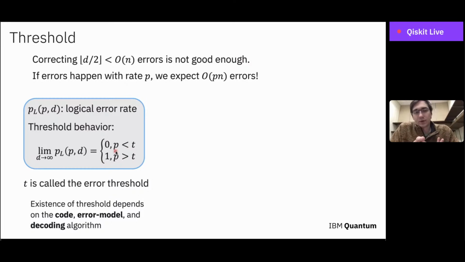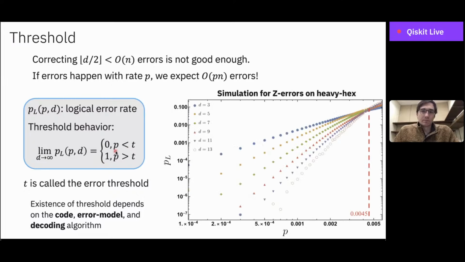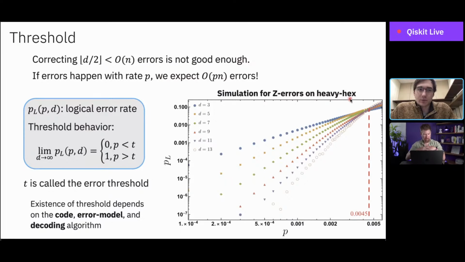This threshold depends on the code that you're using, also the error model, and also what decoding algorithm you're using. So for instance, here is a plot for Z errors occurring with rate p on the heavy hex code, which I'm going to get to next. But in this case, it's roughly the same as the surface code.